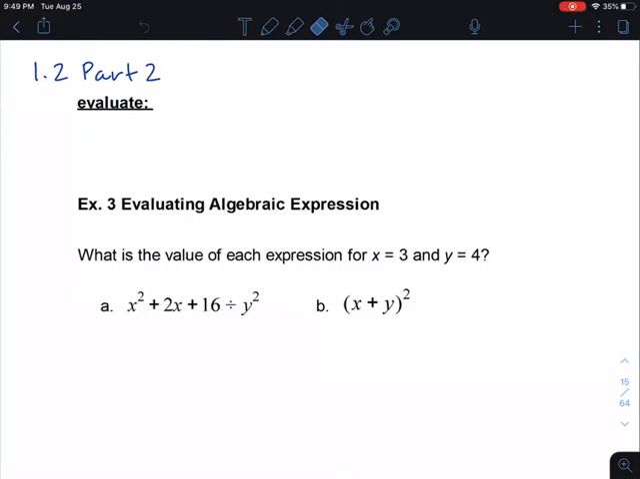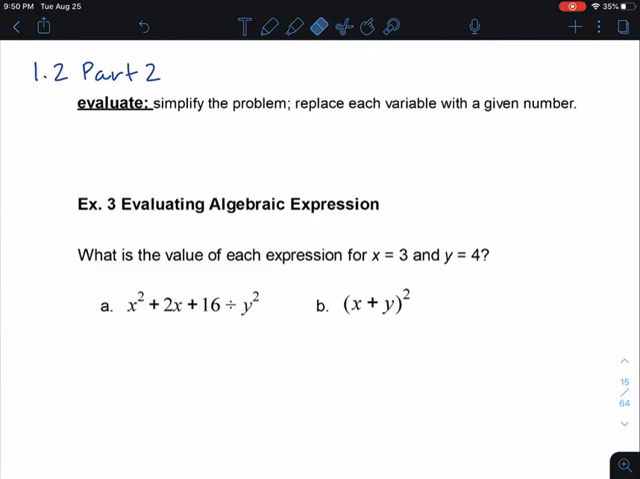Looking at section 1.2, part 2, or continued. Where we left off with our class notes is at the word evaluate. If you hear the word evaluate, typically that would be some sort of direction, and evaluate just means to simplify the problem. You're going to simplify the problem, which means that you are going to replace each variable with the given number.